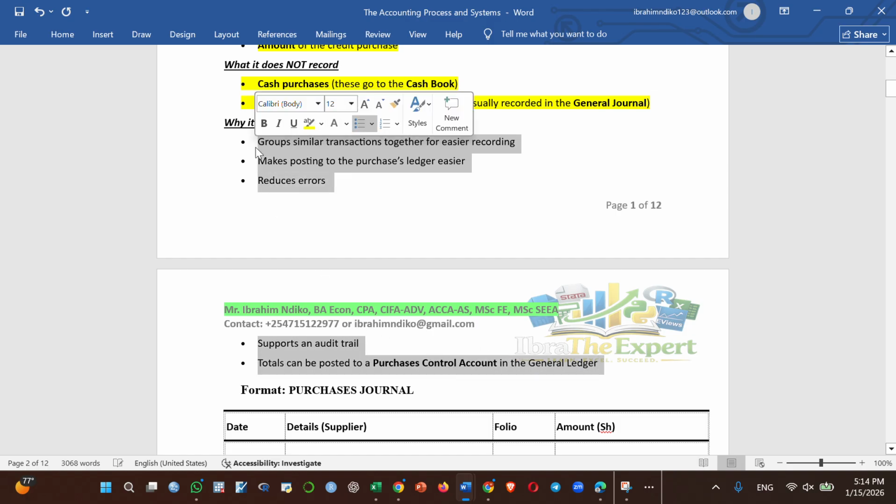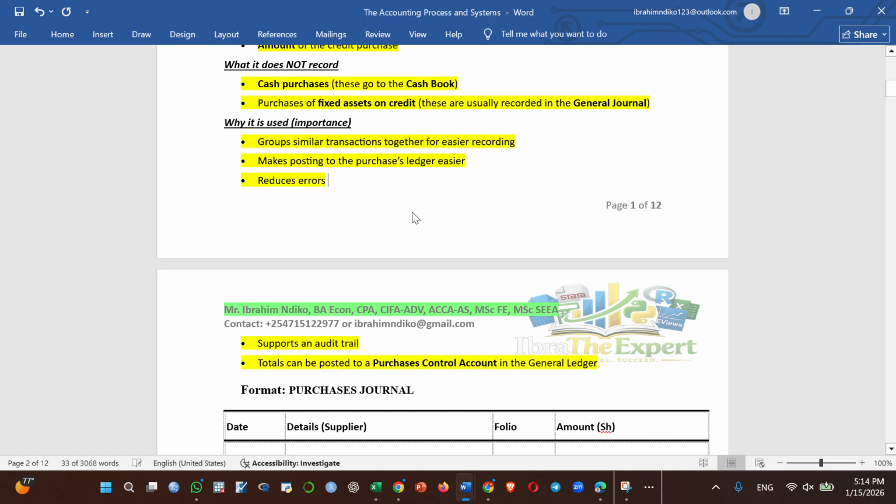So that's another important thing. The total of the purchase journal can be posted to the purchase control account so that we know the total credit purchases. Remember, this purchase control account is an account which helps us to determine the total purchases which were made on credit. So once we post everything there, we can easily know our total credit purchases.